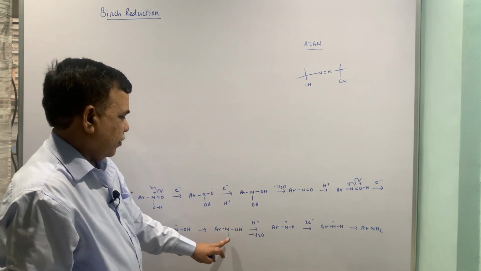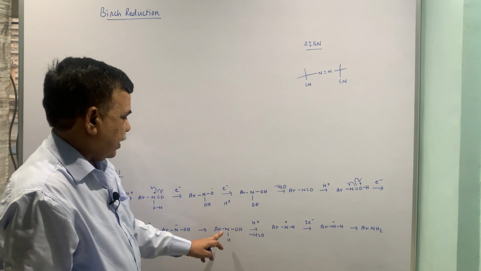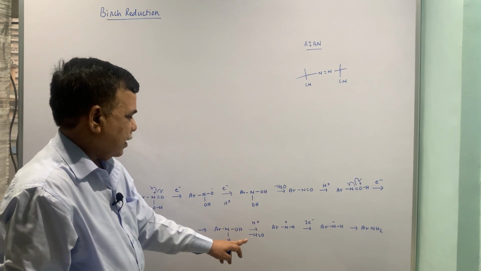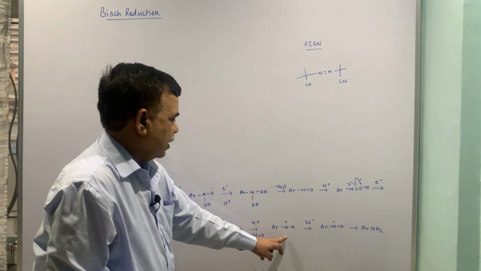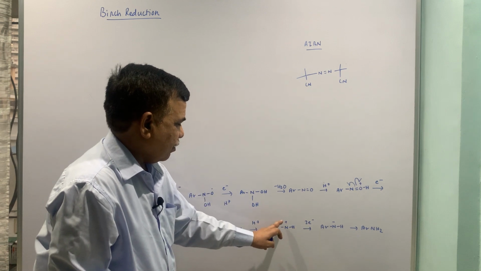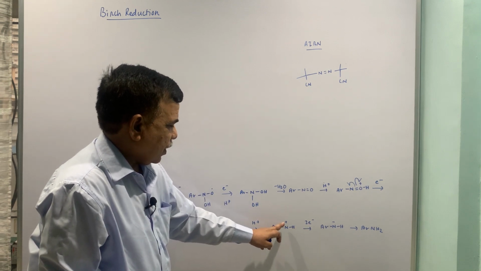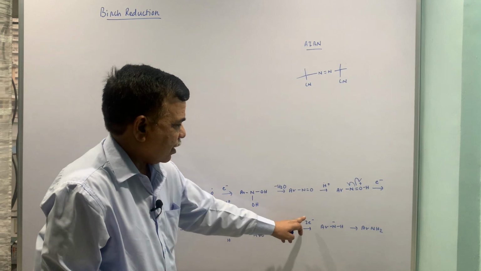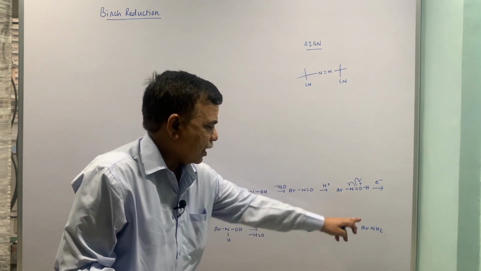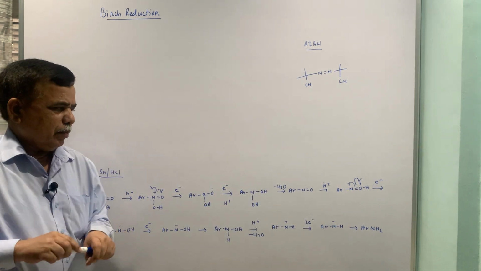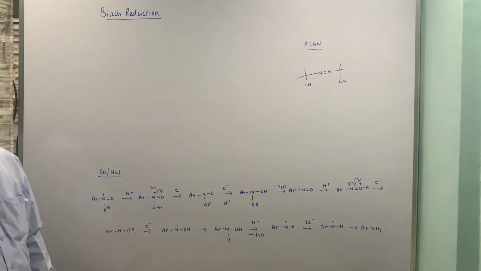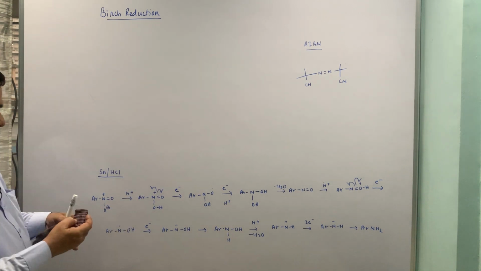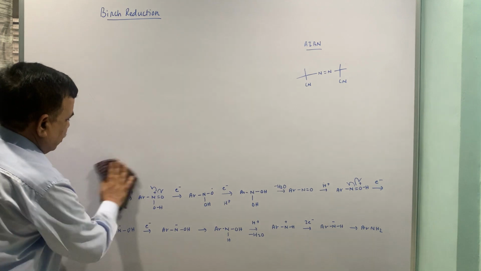Then loss of water, once again this goes off and you get ArNH plus, and 2 electrons will rectify the charge, and this becomes N minus, and ultimately the solvent supplies proton. So, that is how the reduction is accomplished.